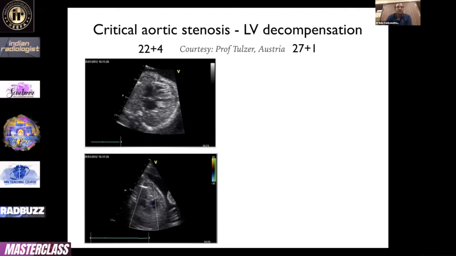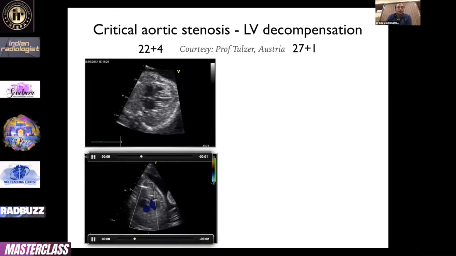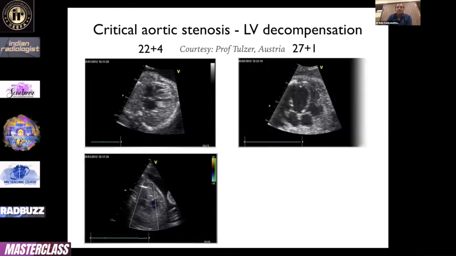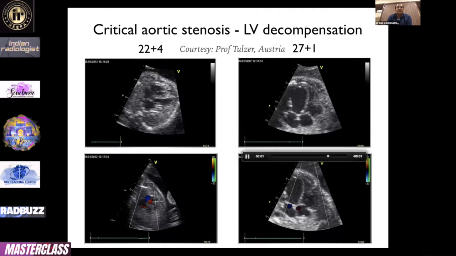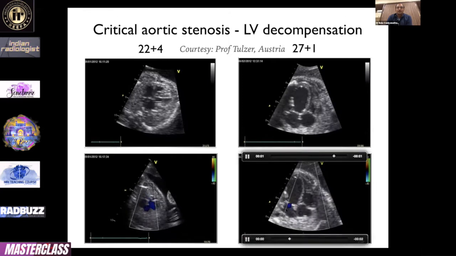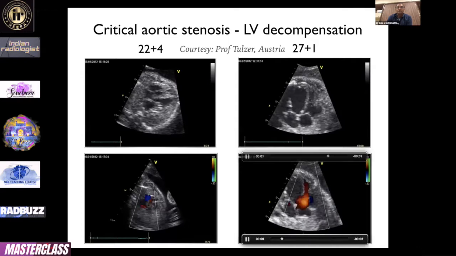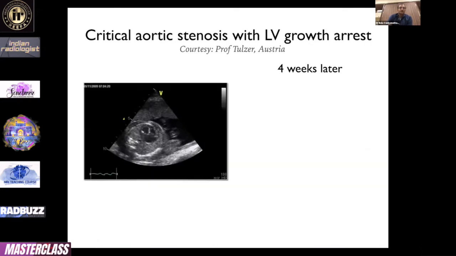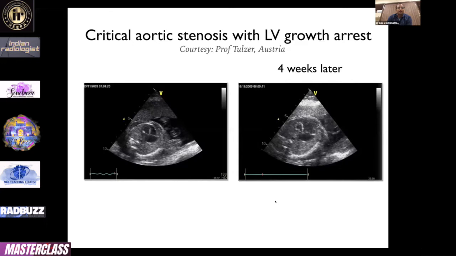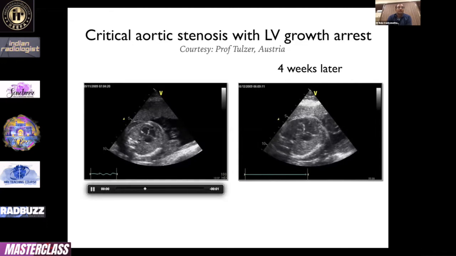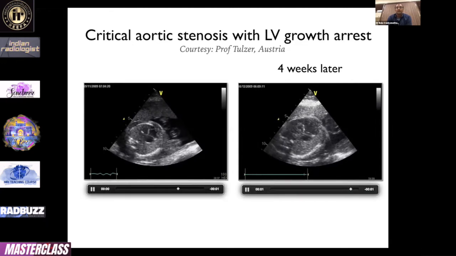And this is aortic stenosis, LV at 22 weeks. And see, at 27 weeks, you see that this is a typical picture of the dilated left ventricle. And there is even a little bit of mitral regurgitation here. And if it is not treated, this is typically what happens. You see the LV has become very small, and here it is quite significantly hypoplastic.